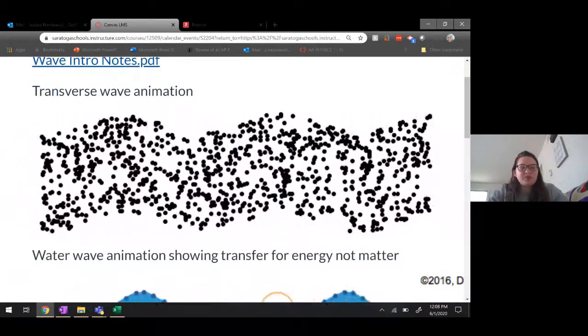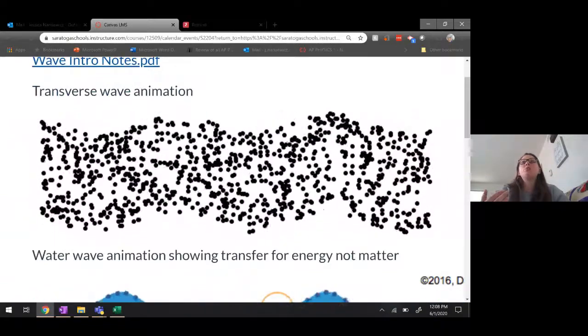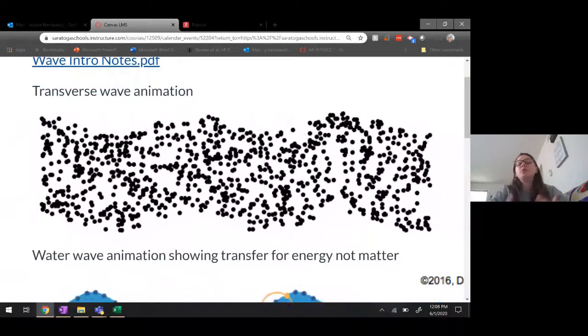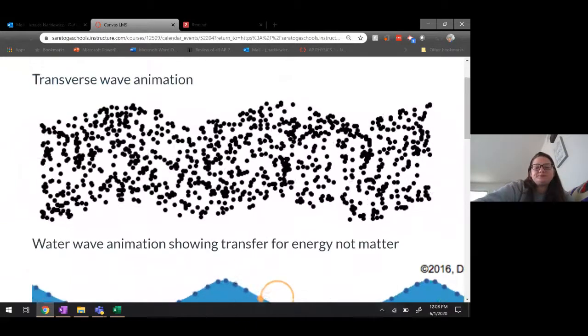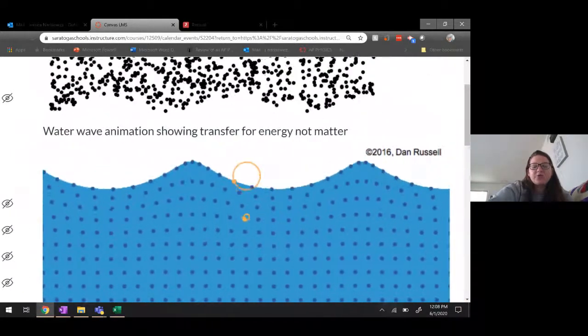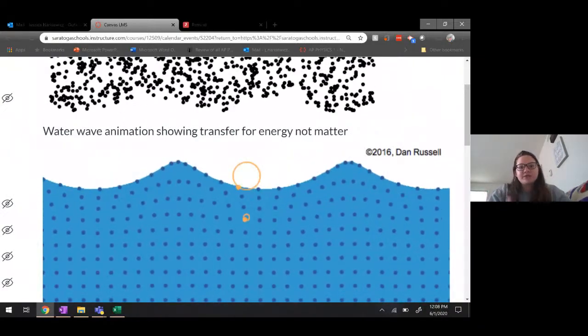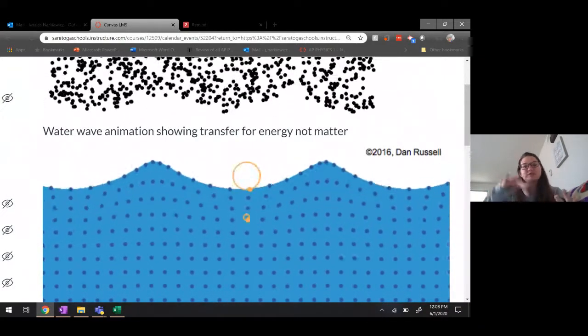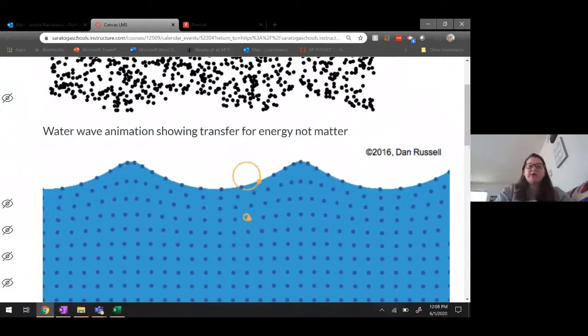Now you might be thinking, well, how does that work in water waves? Because that's a little bit different, okay? Well, here is a water wave. The particle in a water wave still kind of undergoes this transverse wave motion because we still get that perpendicular motion.